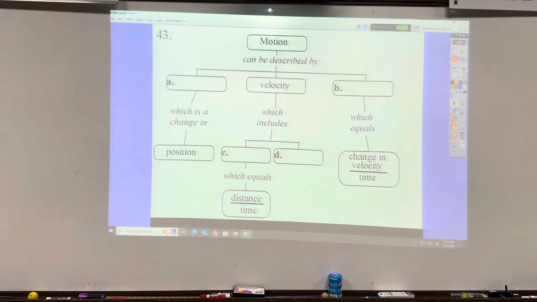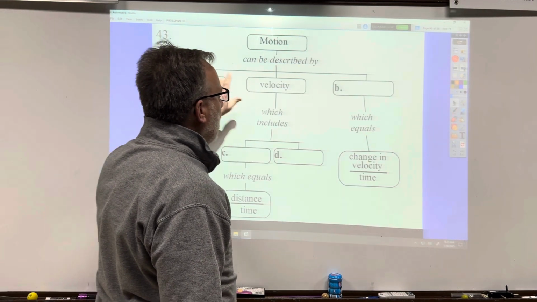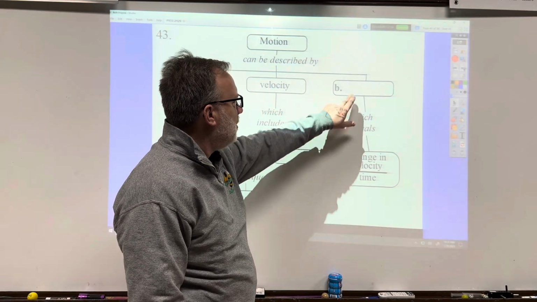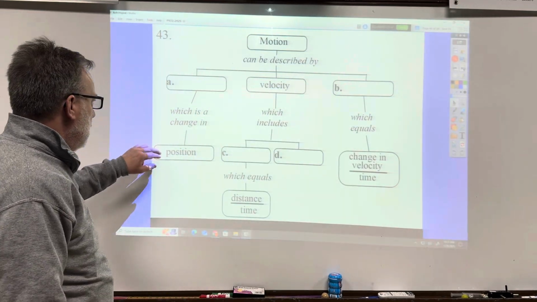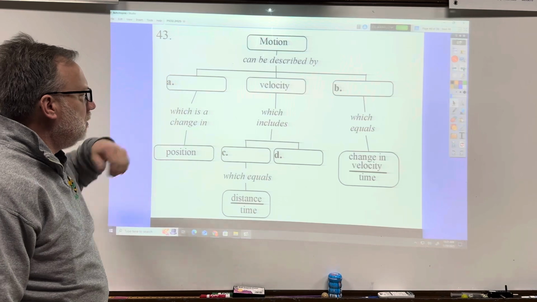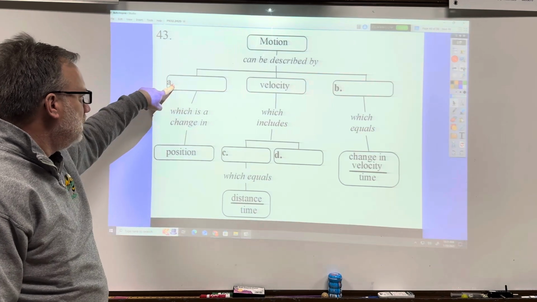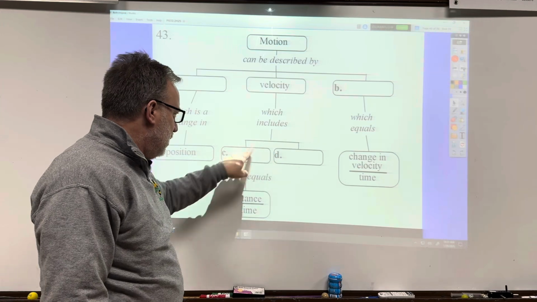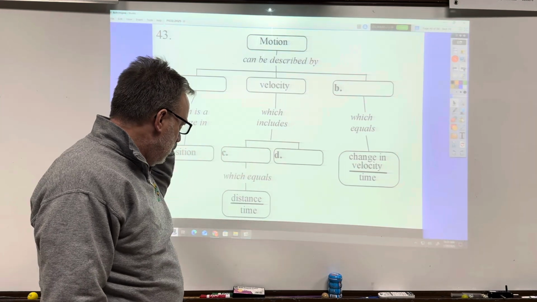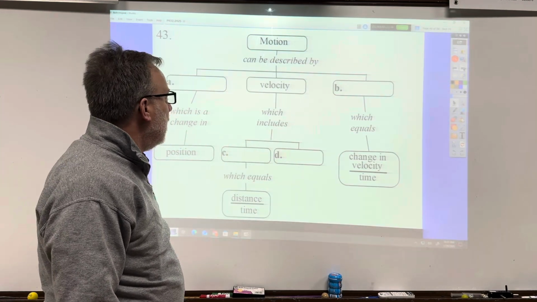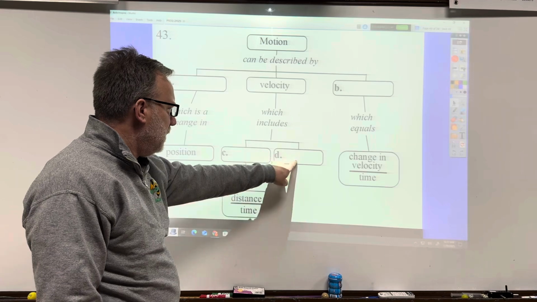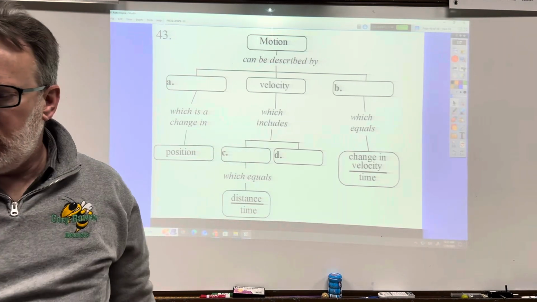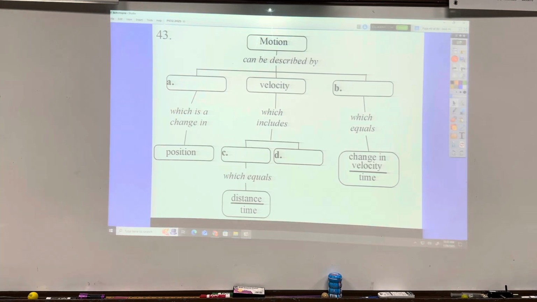Okay, motion can be described by what, and what. See, change in velocity over time is acceleration. Change in position is motion. I think that's motion. Velocity includes distance and direction. Well, velocity includes speed and direction. This is direction. That's got to be speed because speed is distance over time. Okay, next video.